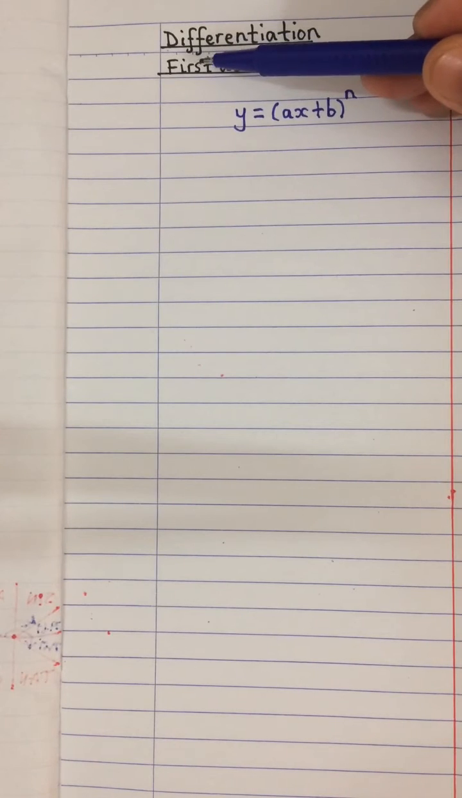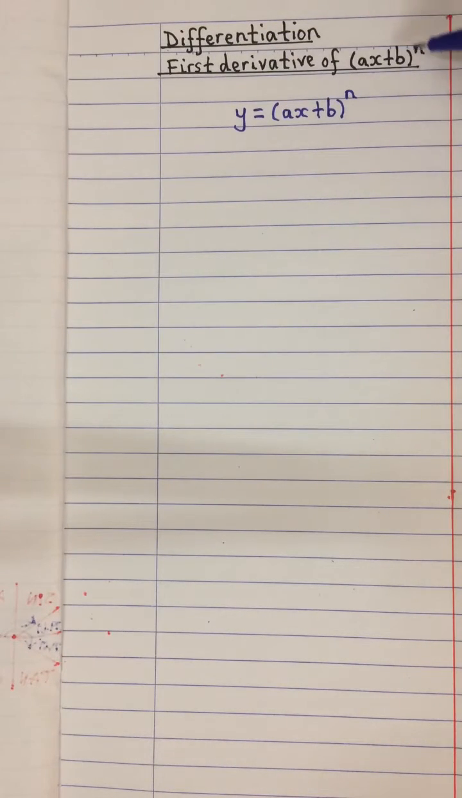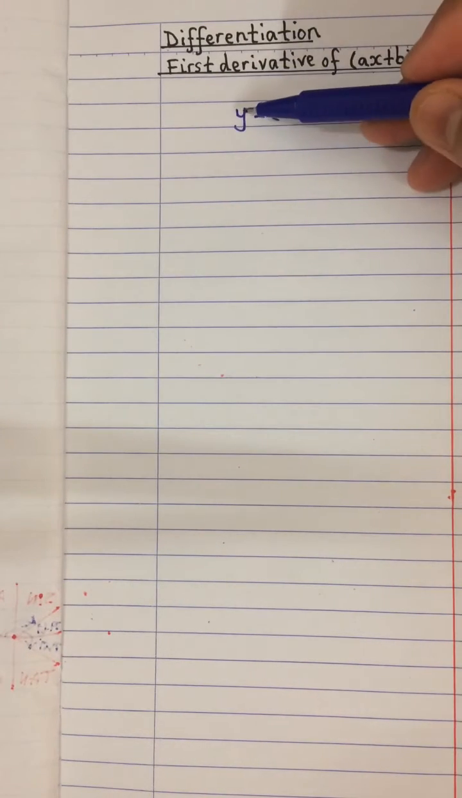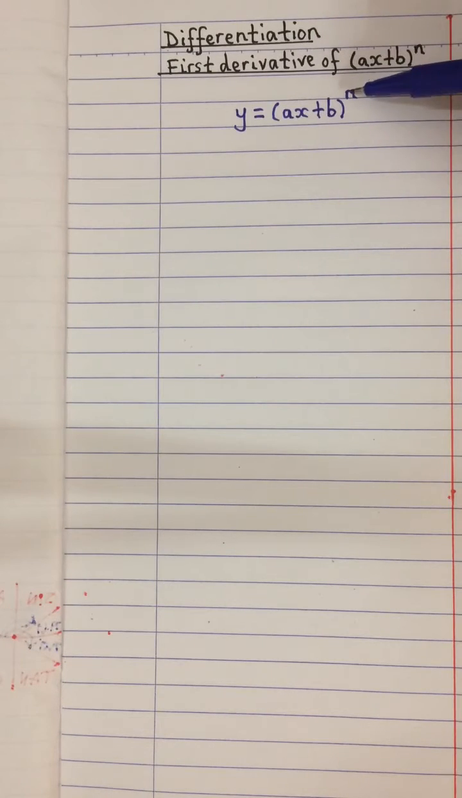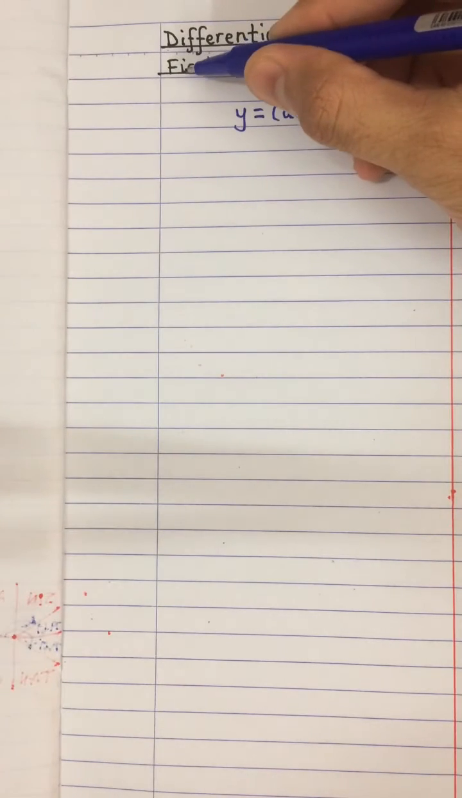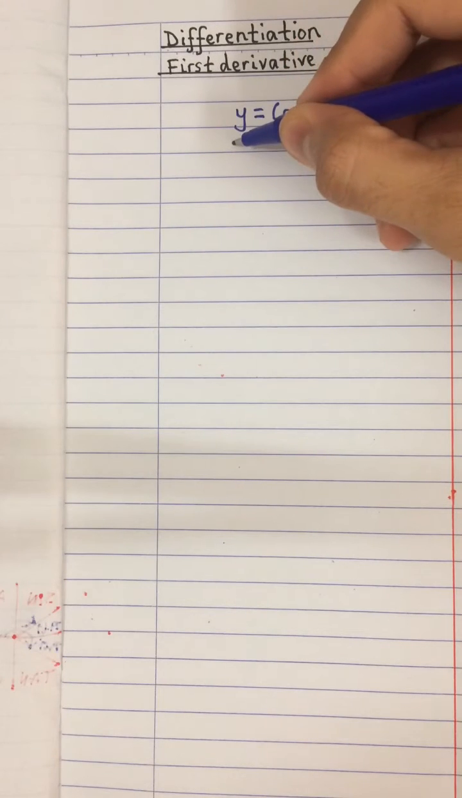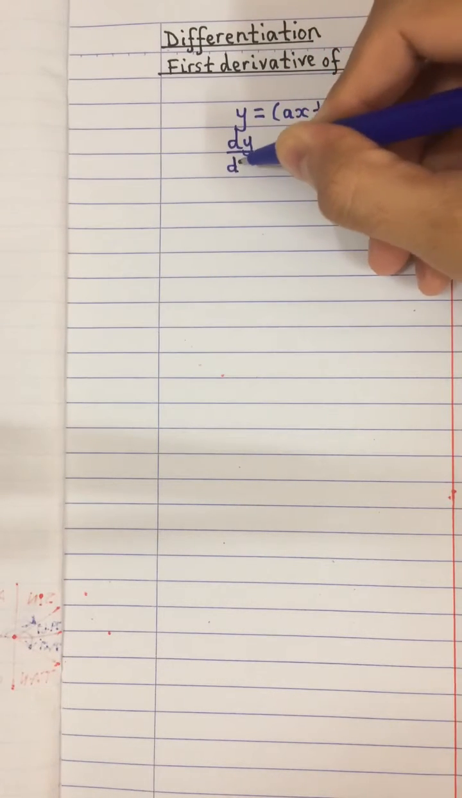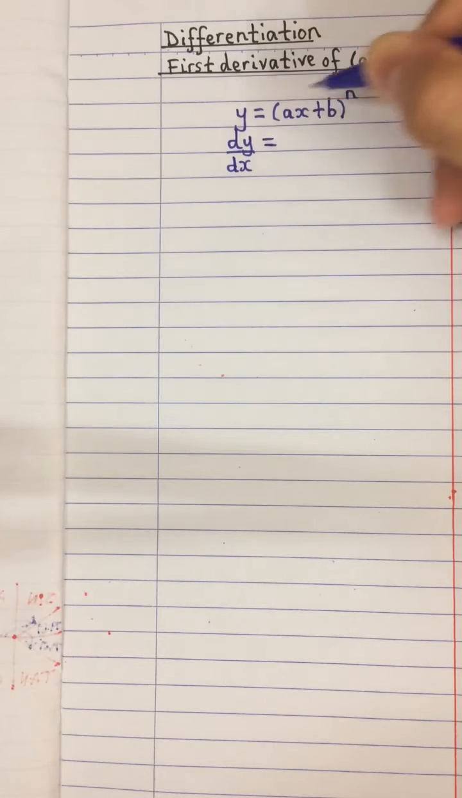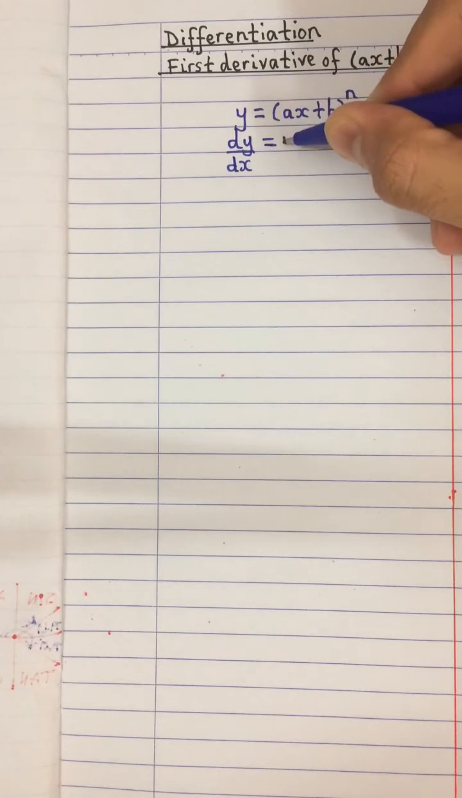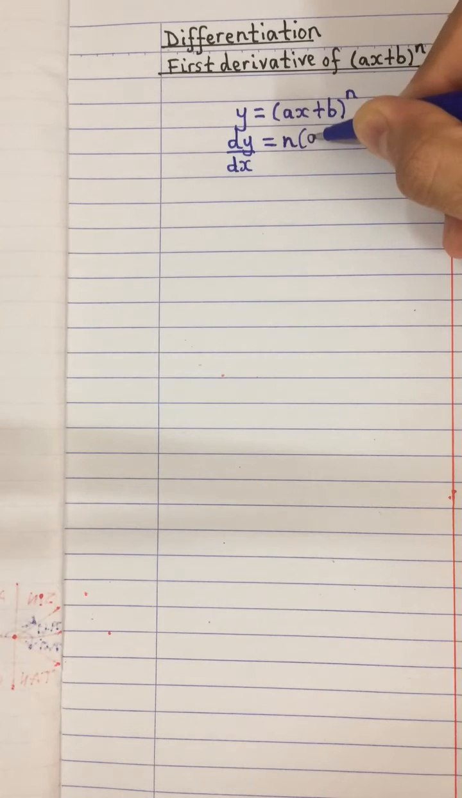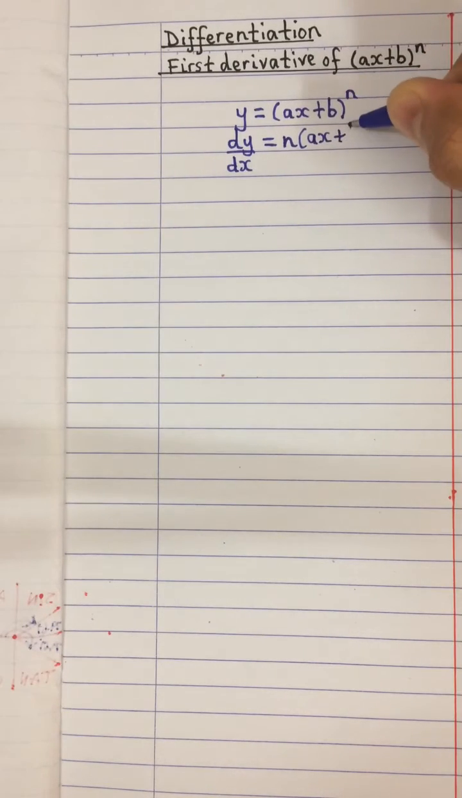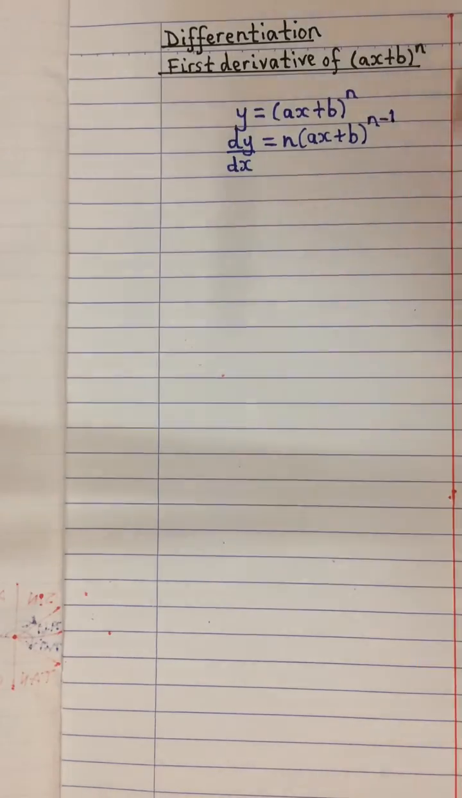So we are going to learn the first derivative of a bracket with power. If you are given y equals (ax plus b) to the power of n, how are you supposed to find the first derivative, which is represented by dy by dx? To find dy by dx of a bracket, first you bring the power down, so you have n here, and then you have ax plus b, and then power minus 1 gives you n minus 1.